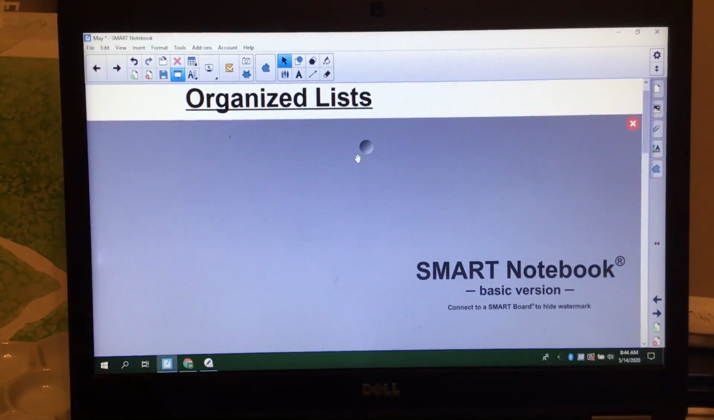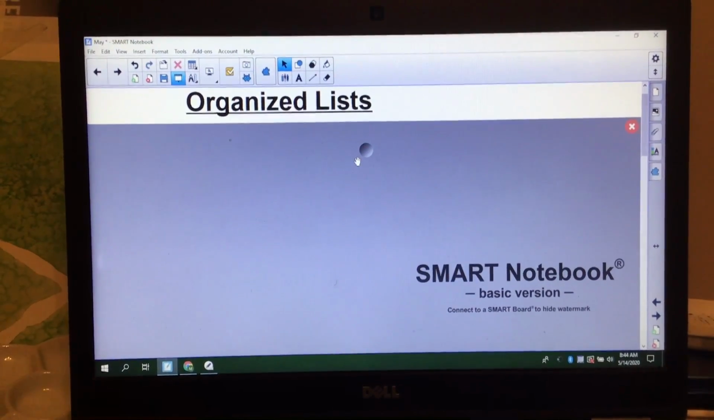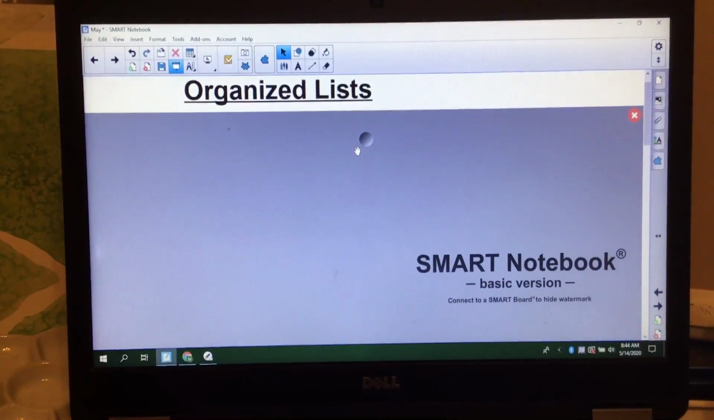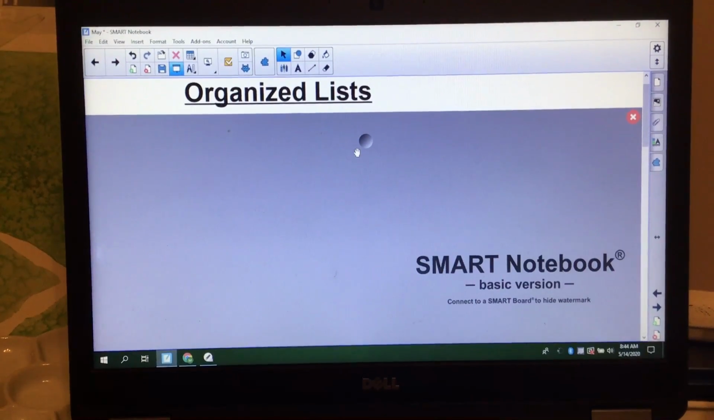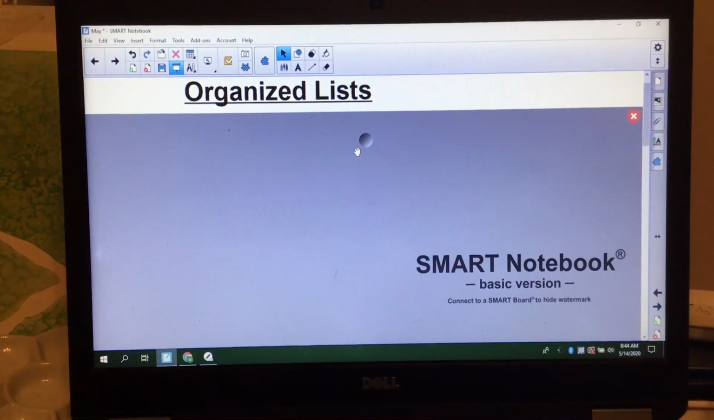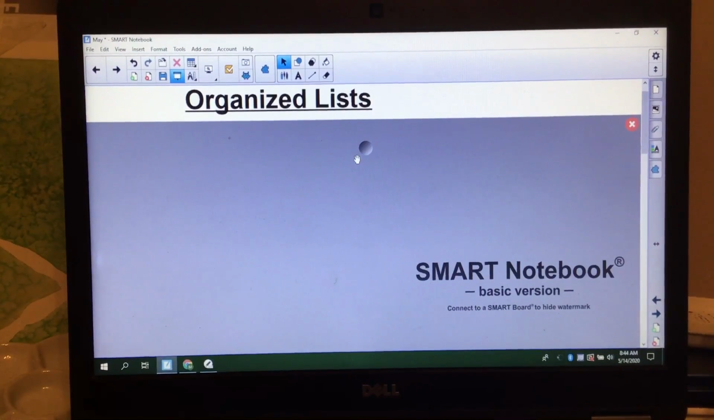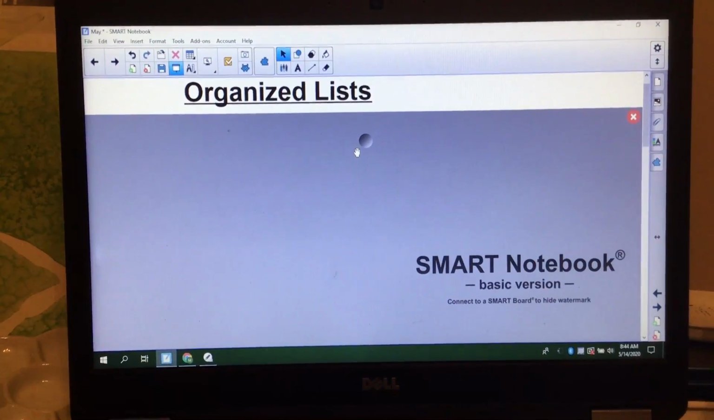When you're doing organized lists, you have to have a game plan. It's one of the more challenging things in our math this year, just because it's so conceptual. You have to have a game plan to figure out how to do the question. And once you get started, it's pretty easy, but getting your head around it is the problem.